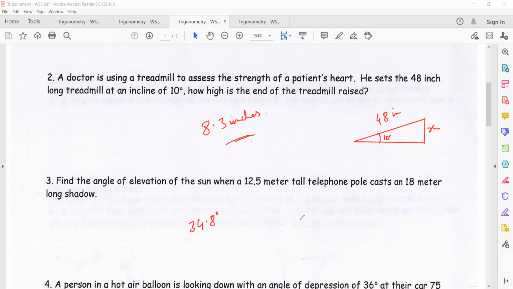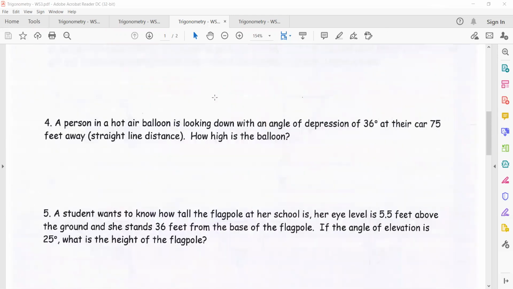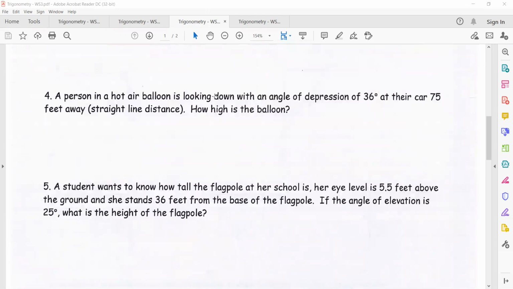Yes, very good. Now, Rekha, unit number 4, right? Yes, ma'am. A person in a hot air balloon is looking down with the angle of depression of 36 degrees at their car, 75 feet away, straight line distance. How high is the balloon?